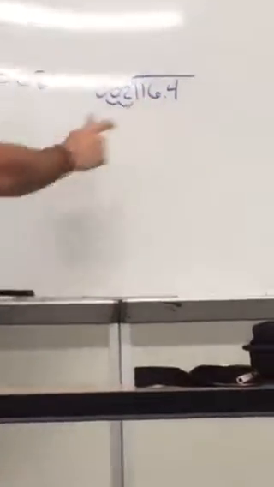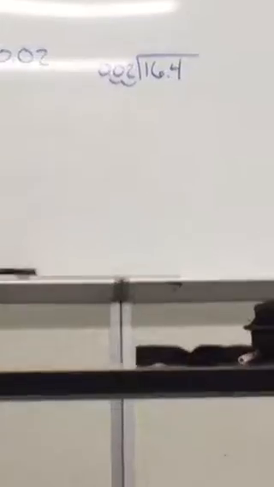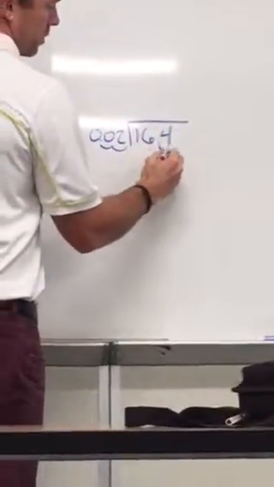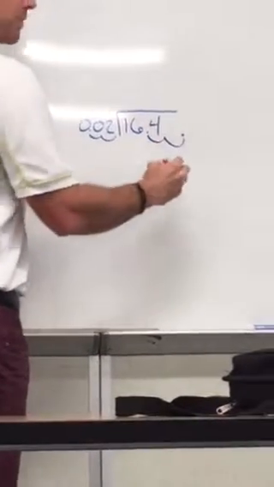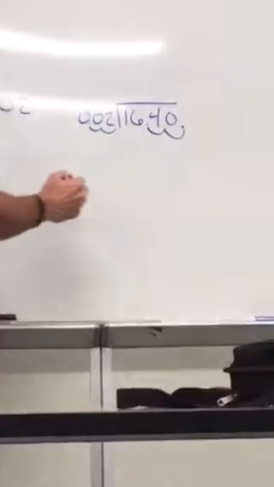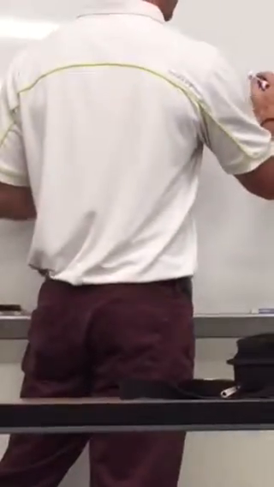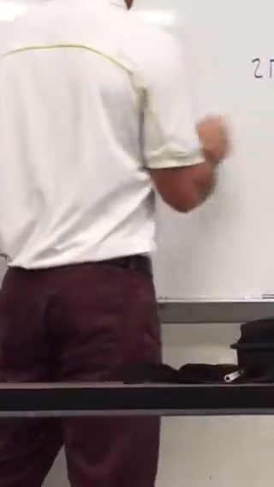How many do I need to move it? 2. Watch this though. Watch what happens. I move it over 2. 1, 2. Add a 0. Good, I have to add a 0 there. So what's my new number going to be? I'm going to have 2 on the outside. What am I going to have on the inside? 1,640. Where does my decimal go in my answer?